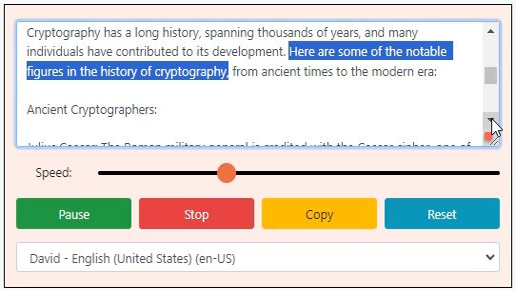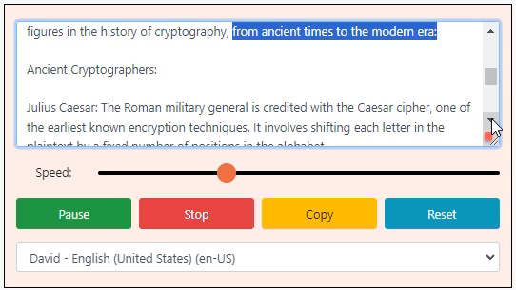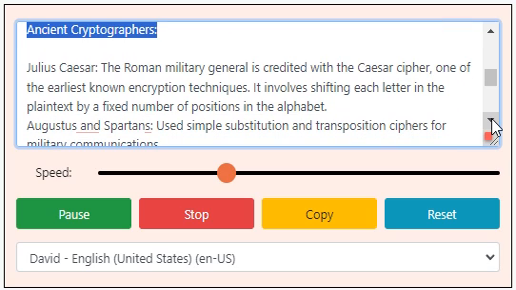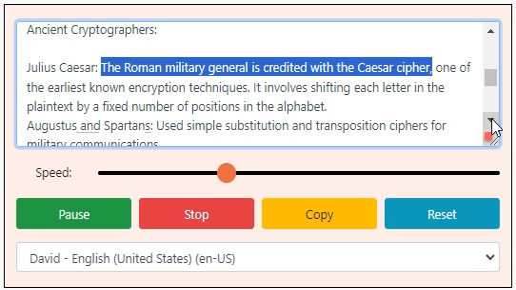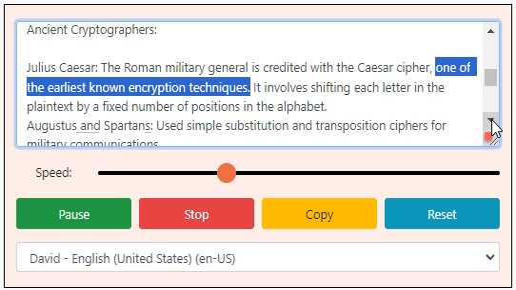Here are some of the notable figures in the history of cryptography. From ancient times to the modern era. Ancient cryptographers. Julius Caesar. The Roman military general is credited with the Caesar cipher, one of the earliest known encryption techniques.